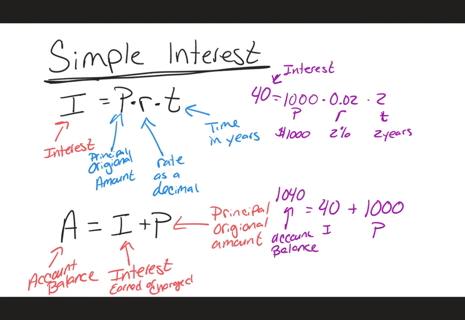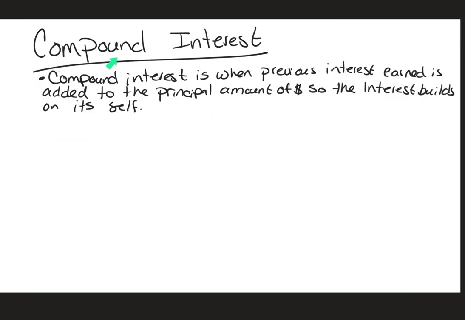The main thing to pay attention to in interest formulas is what they're asking for. Do they want the account balance or do they want the interest earned? And then which formula to use. So this is simple interest, but let's move on to compound interest. Compound interest is when previous interest earned is added to the principal amount of money so that the interest builds on itself.